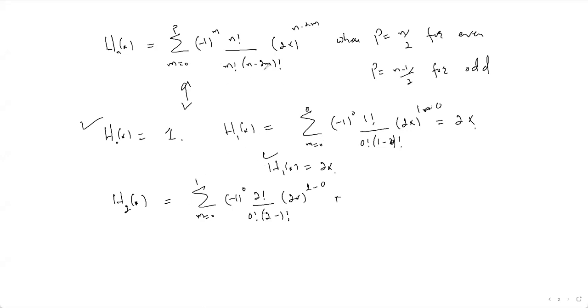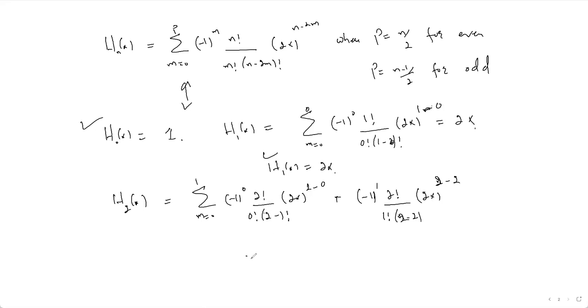When m will be equal to 1, it will be minus 1 raised to power 1, n factorial is again 2 factorial, divided by m factorial is 1 factorial into n minus 2m, n is 2 minus 2. Okay, so this will be now 2x raised to power n minus 2m, 2 minus 2 into 1, 2 ones are 2, so this is 2x raised to power 0.